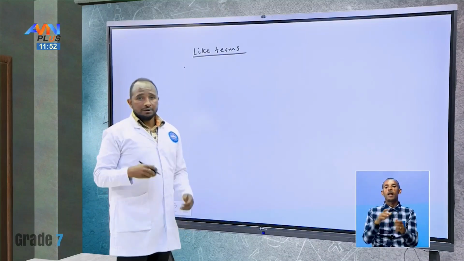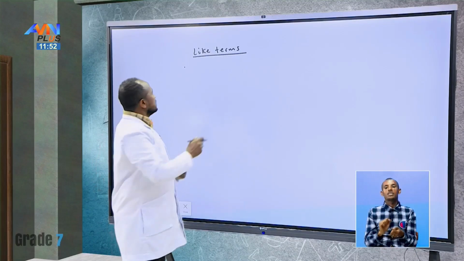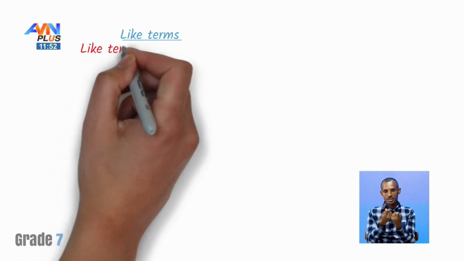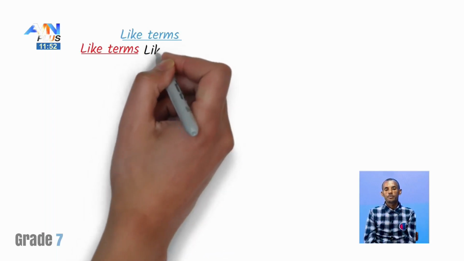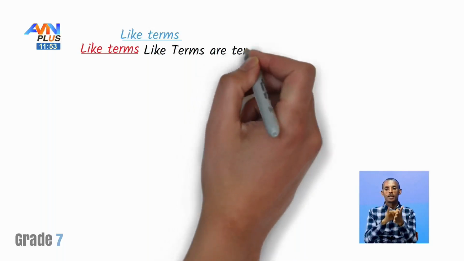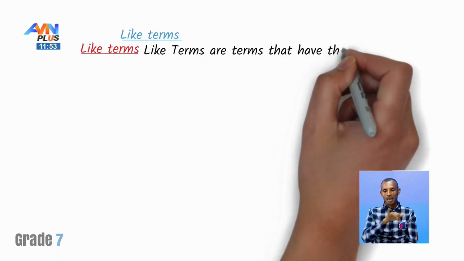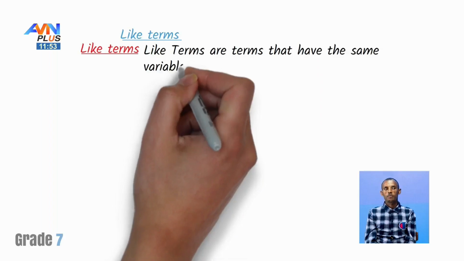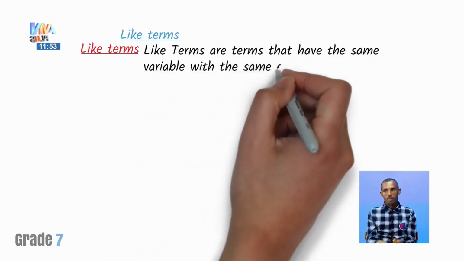Like terms are terms that have the same variable with the same exponent.